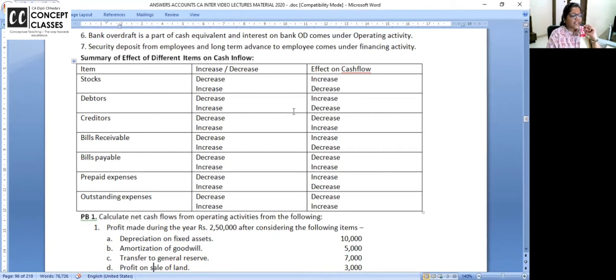That was assets. Now let's see liabilities. Creditors. Creditors were 10, now they are 7. Creditors have reduced, meaning you have paid creditors. Money has gone out. So decrease in creditors, decrease in cash flow. Creditors are 10, now they are 13. Inflow. You have got 3 rupees more time to pay. So increase in creditors, increase in the cash flow.